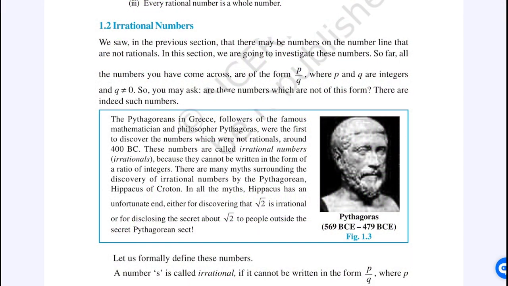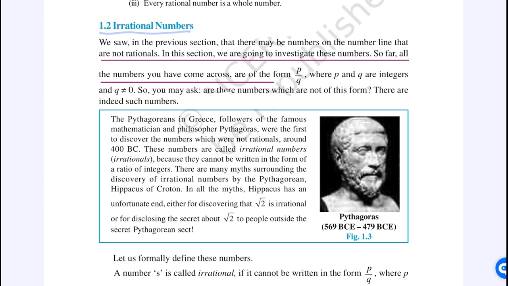So hello everyone, today we are going to study class 9th math and the topic 1.2, irrational numbers. We saw in the previous section that there may be numbers on the number line that are not rational. In this section we are going to investigate these numbers.